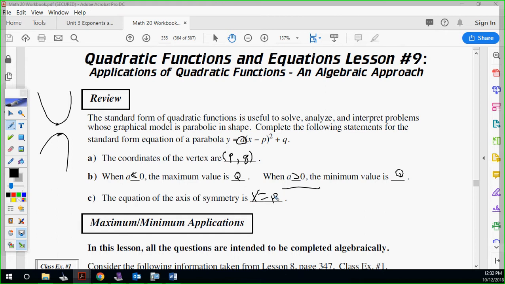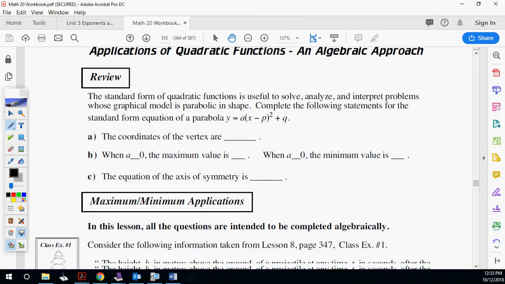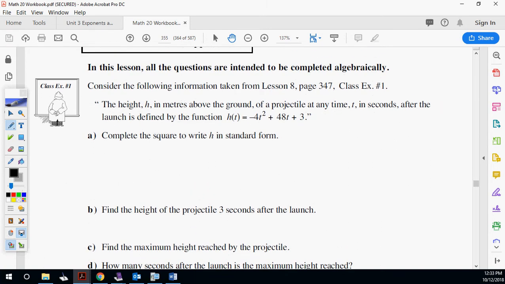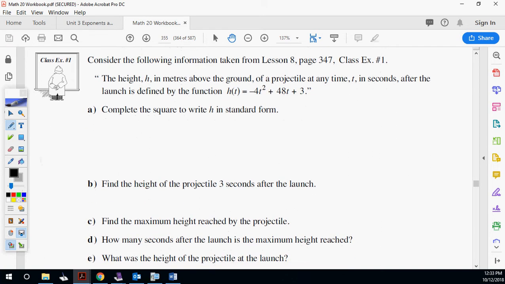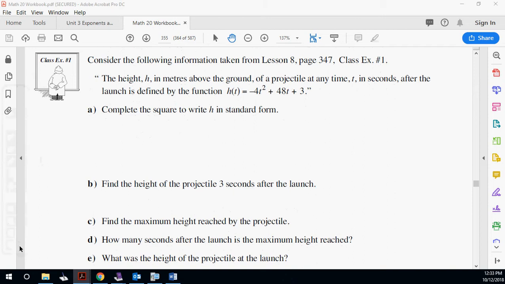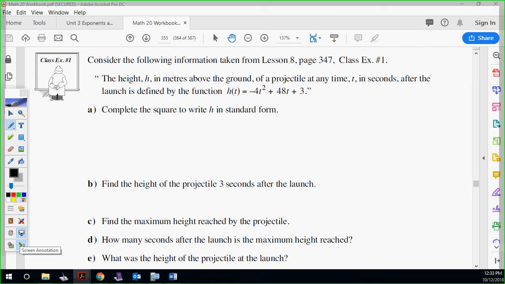Okay, so then max and min applications. This lesson tended to be completed algebraically, so we're not using our calculator for these. So consider the following information taken from lesson 8, page 347, class example 1. The height in meters above the ground of a projectile at any time t seconds is launched by the following equation. Complete the square to write in standard form.